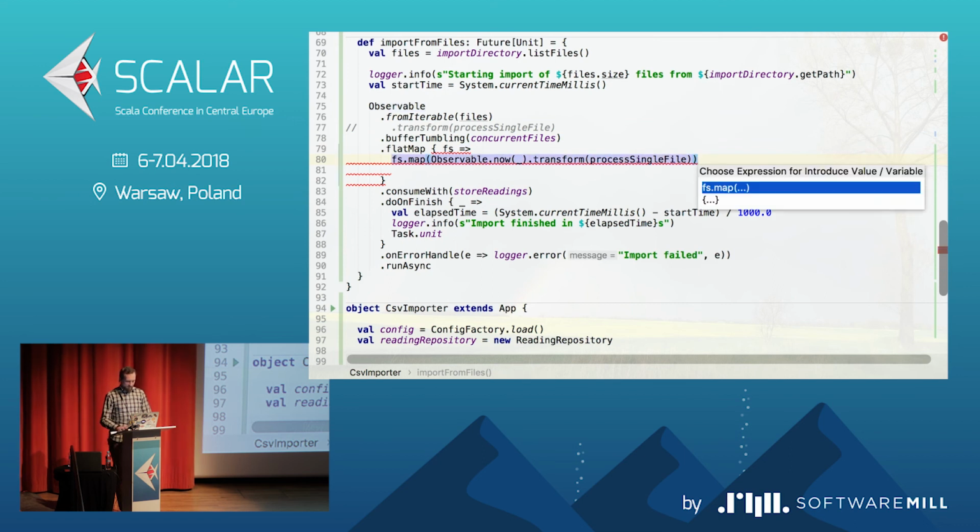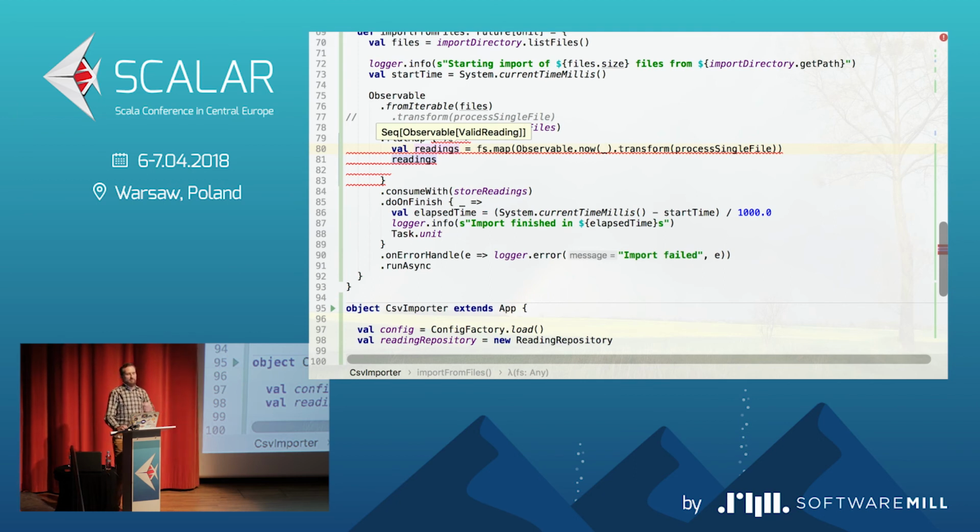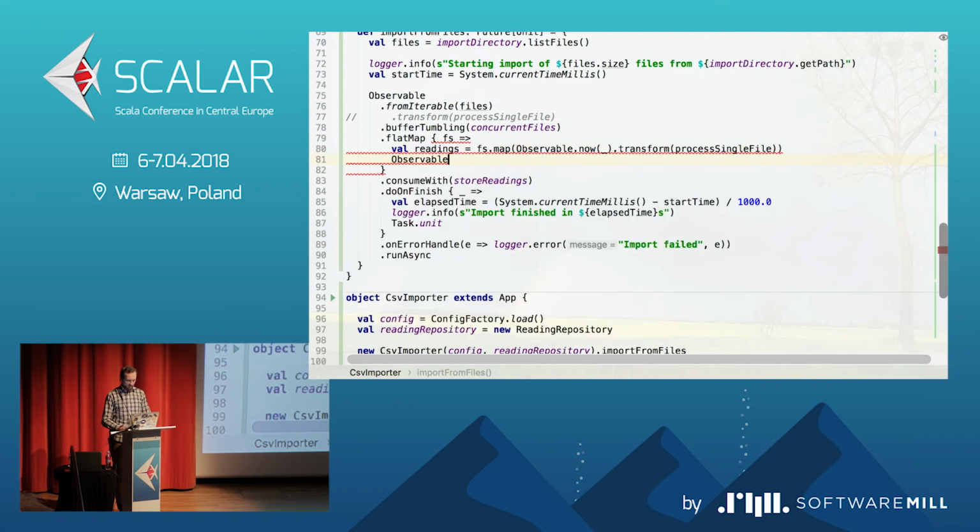So we have an observable here. And if we look at the type, this is actually a sequence of observables, because we took a sequence of files, and every file was mapped into an observable. So we end up with a sequence of observables. What we want to do now is transform the sequence of observables into a single observable. And actually there is a built-in method for that, which is called Observable.merge. It takes a number of observables and basically merges them into a single one.